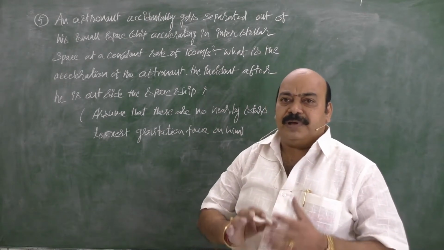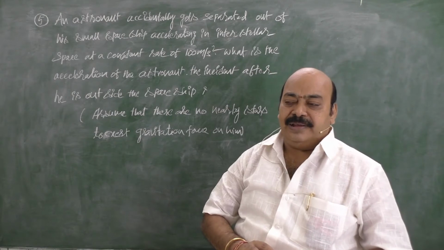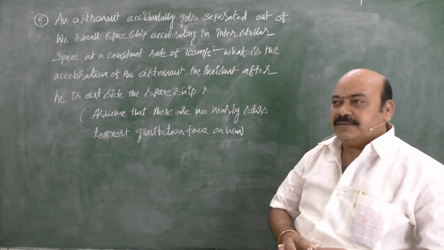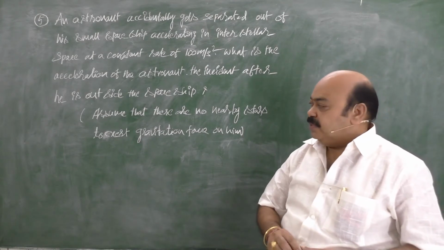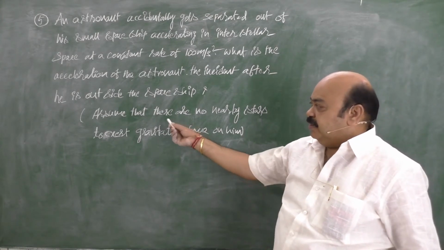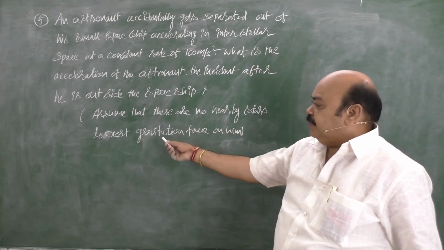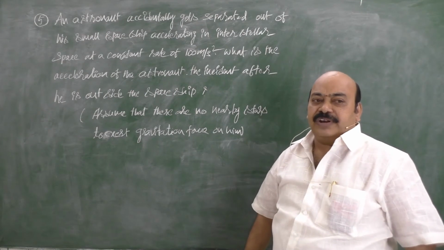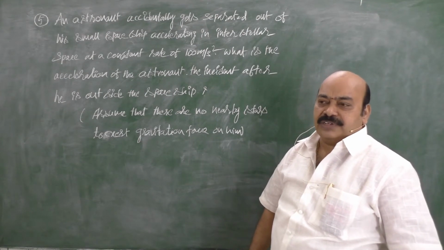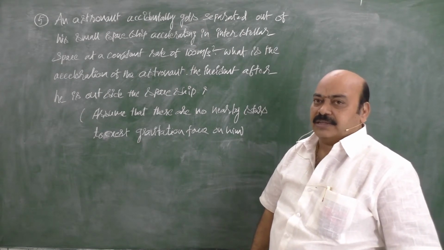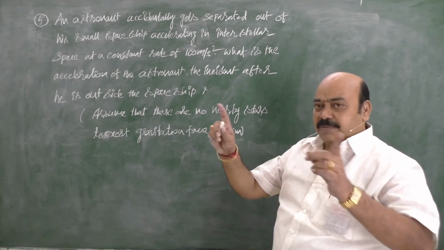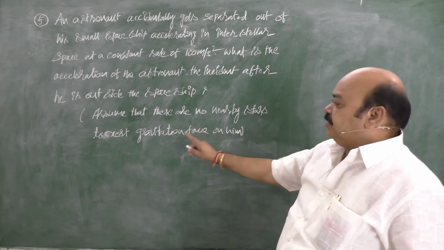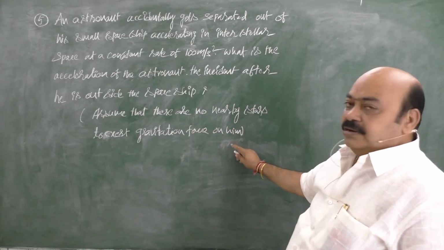To have some acceleration, definitely any body should be acted on by some force. But in the given condition, there are no nearby stars to exert gravitational force. For your information, gravitational force is not only due to Earth but also due to the nearby planets. Yet the condition is that there are no nearby stars to exert gravitational force.